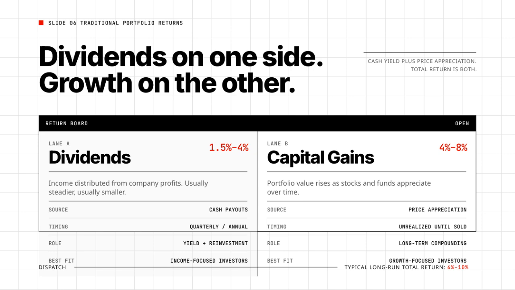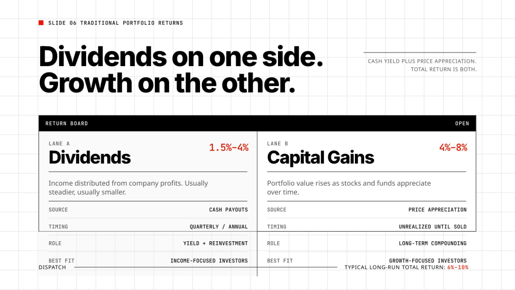This source of return typically falls between 4 to 8%. However, these gains are unrealized until the investments are sold. Capital gains play a key role in long-term compounding, making them a perfect fit for growth-focused investors looking to build wealth over time. Combining these two, cash yield from dividends plus price appreciation, gives us the total return of a traditional portfolio, which typically falls between 6 and 10% in the long run.